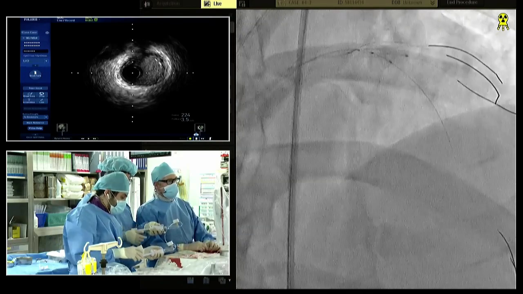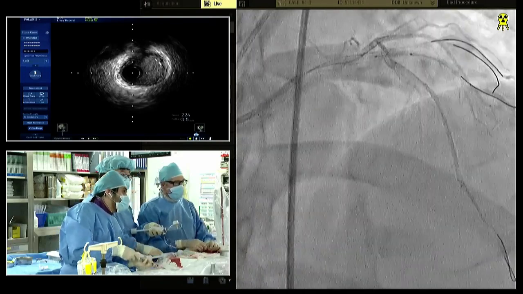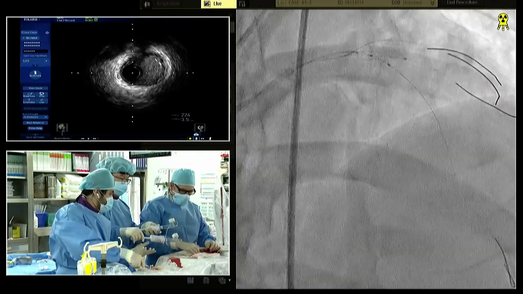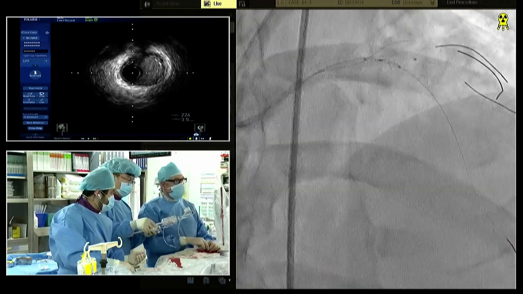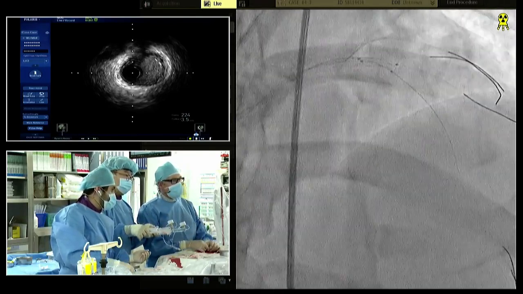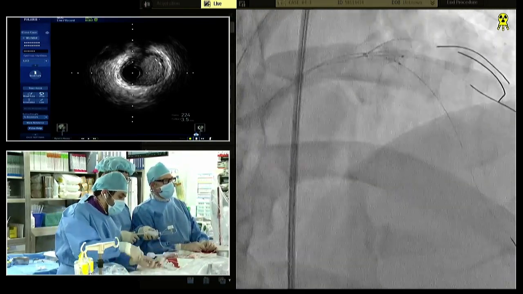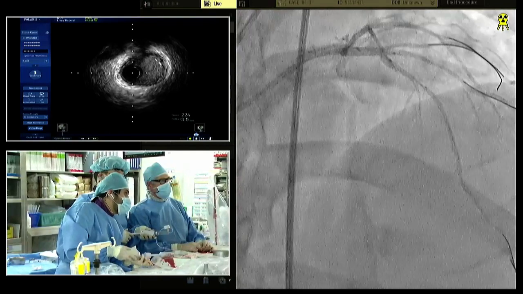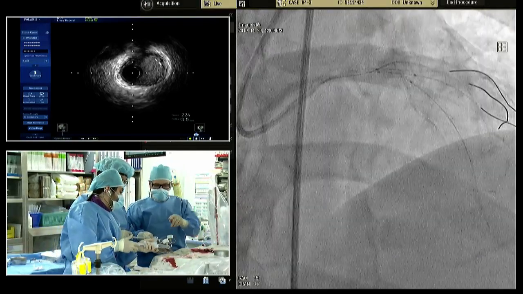Make a test. Okay. I will pull back a little bit the other balloon. This is that one. Okay. Because we don't need to dilate too much. Distally test. I think it's nice positioning. Good. Yeah, okay. Start with the side branch, so diagonal.